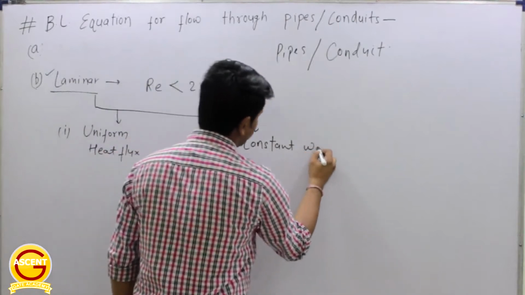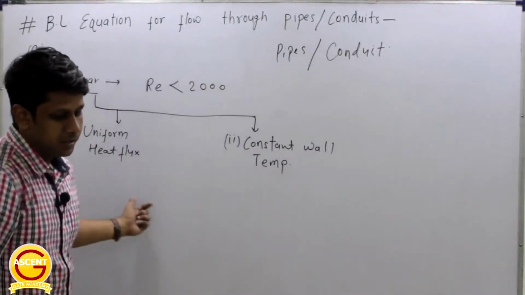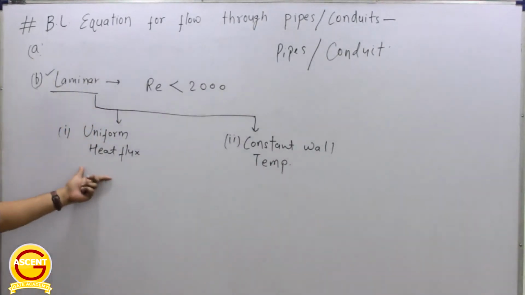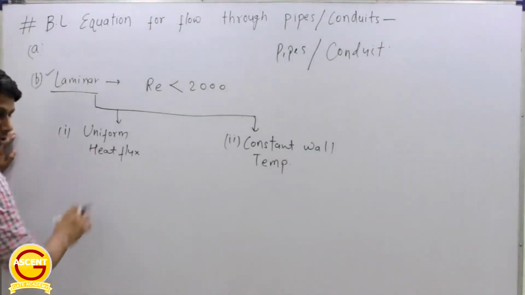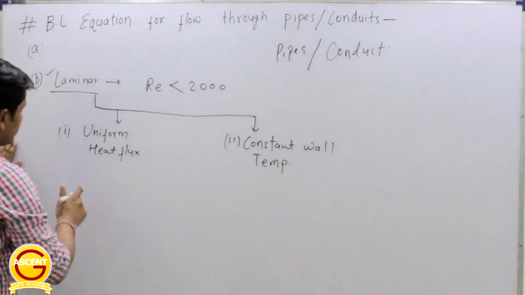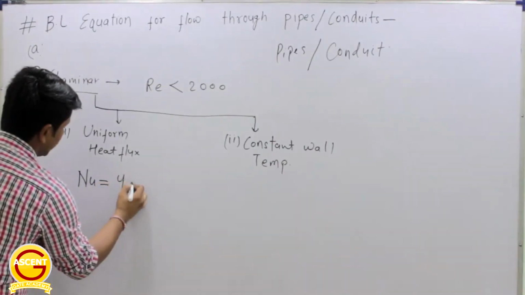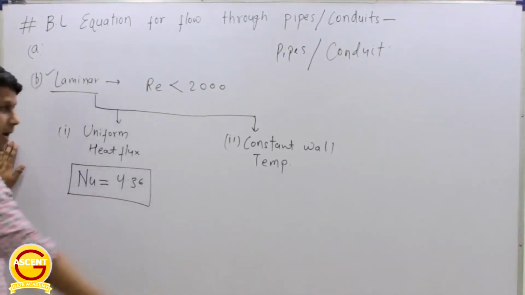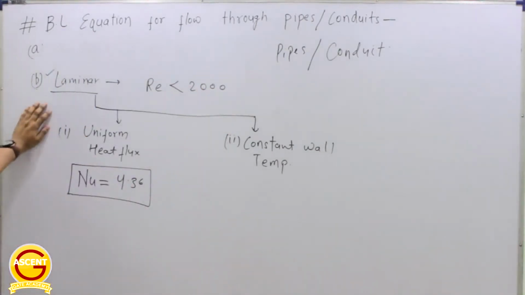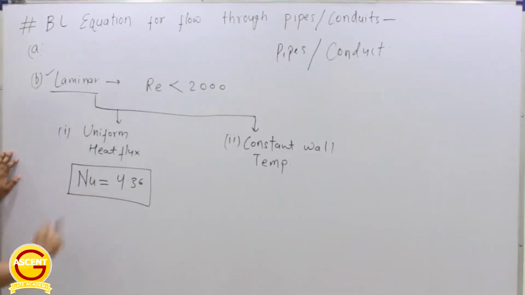Okay, so this is constant wall temperature, right? And in this case of uniform heat flux, see, there is no equation in laminar boundary layer, there are just values. So in case of uniform heat flux, the value of Nusselt number will be 4.36. Okay, so you just have to use this value. So if they are giving that there is a flow through a pipe or a conduit in which laminar flow is occurring and there is uniform heat flux, the Nusselt number you already know, it will be 4.36, right? So you have to remember this equation.